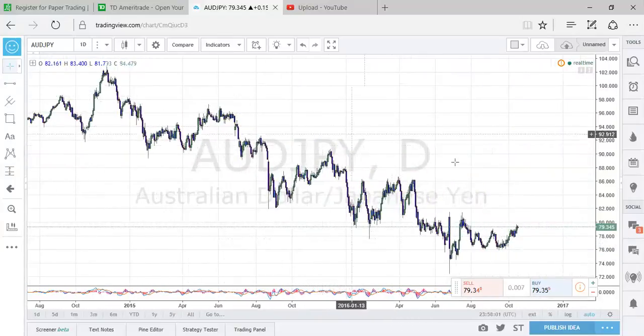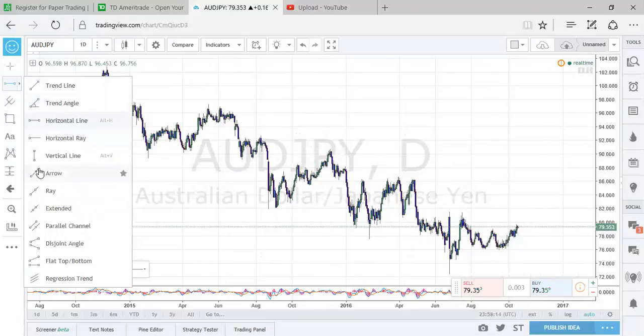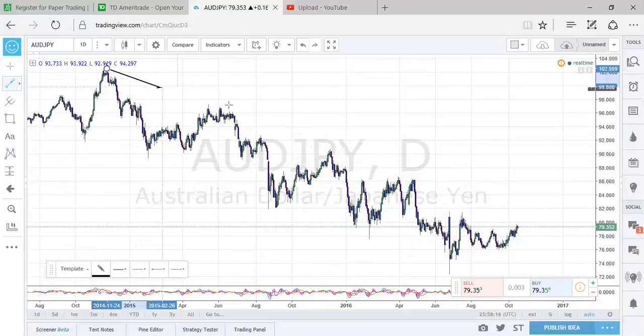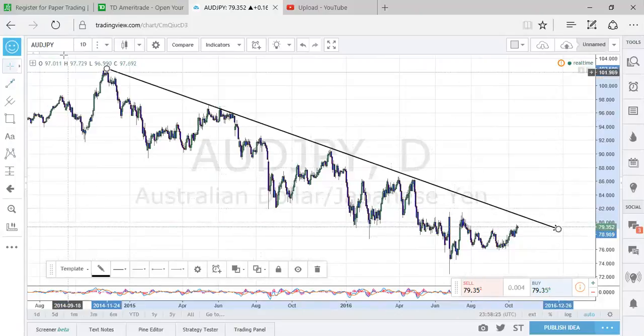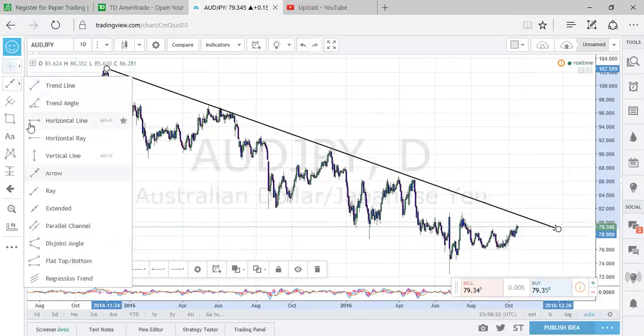You always want to see what kind of market you're dealing with. First off, keynote: always want to see what kind of market you're dealing with. Are you in a buyer's market or are you in a seller's market? As you can see, since last year, Australian dollar, Japanese yen, it's been on a straight downtrend, full downswing. So you know you're in a seller's market.